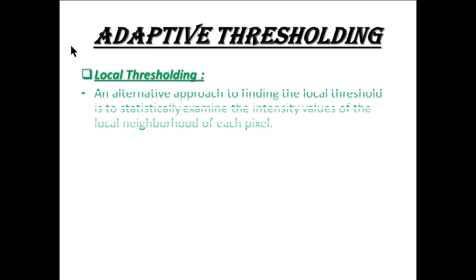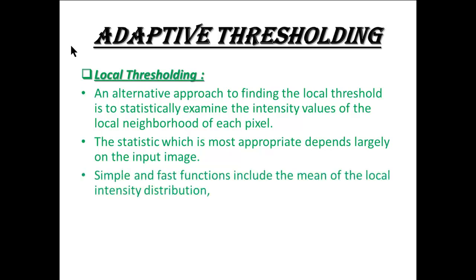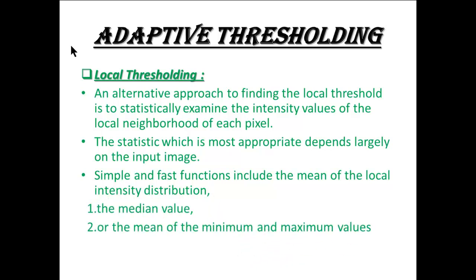Local thresholding. An alternative approach to finding the local threshold is to statistically examine the intensity values of the local neighborhood of each pixel. The statistic which is most appropriate depends largely on the input image. Simple and fast functions include the mean of the local intensity distribution, the median value, or the mean of the minimum and maximum values.